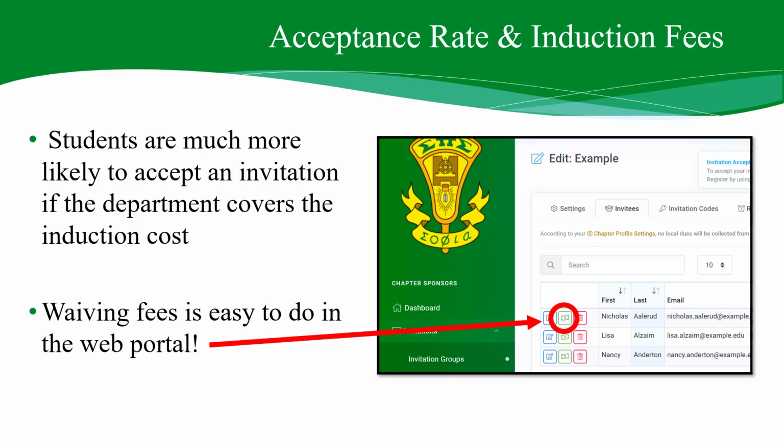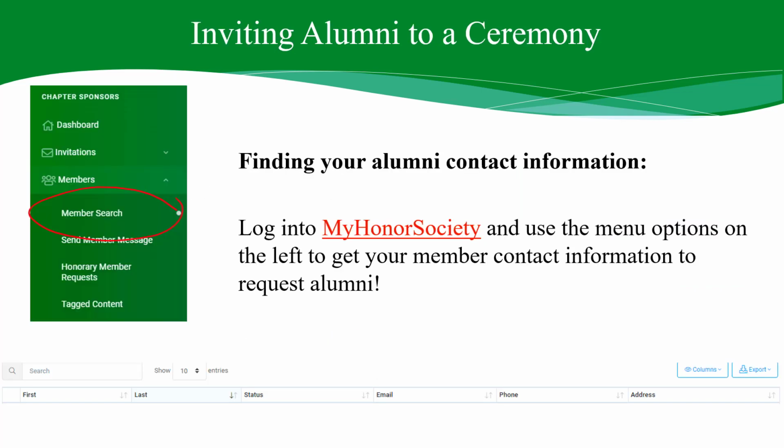Now, I mentioned earlier, inviting alumni is easy to do through this system, so you can find all of your alumni contact information by logging into My Honor Society, clicking on Members, and go to Member Search. The first thing that shows up is a directory of all members that have been inducted in your chapter, and it should have their email, their phone number, and their mailing address.